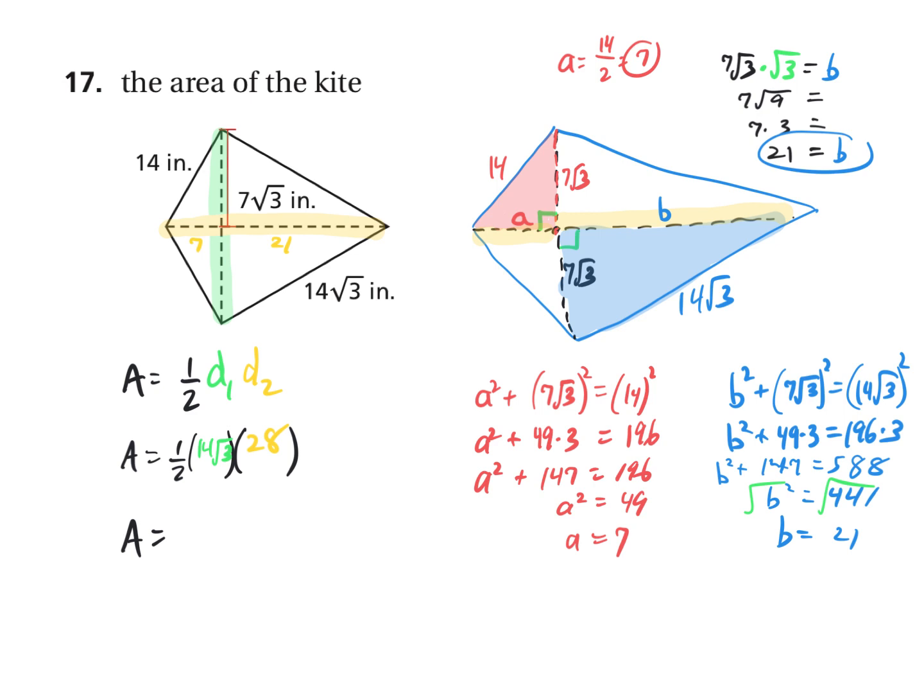So there's no distributive property here, because you only distribute when you have like a number times something plus something. But that's not happening here. So we just multiply from left to right. 1/2 of 14 is 7. And the numbers on the outside can multiply. So 7 by 28 is 196. Root 3. Final answer.